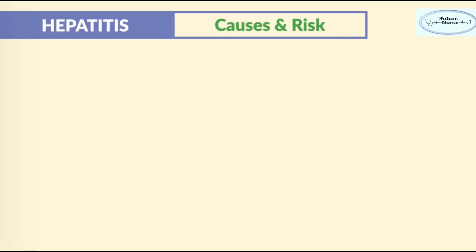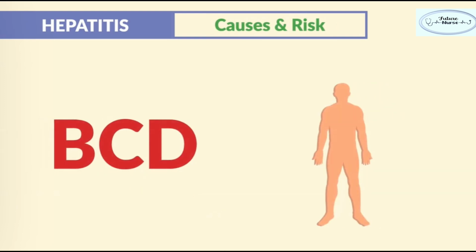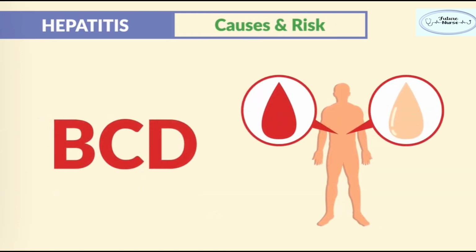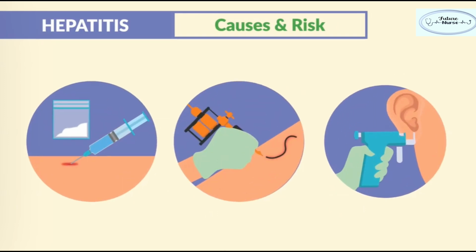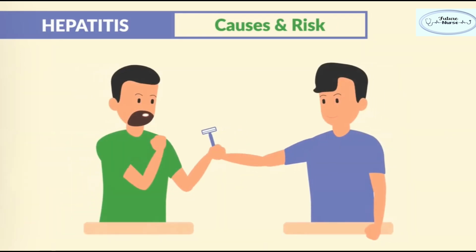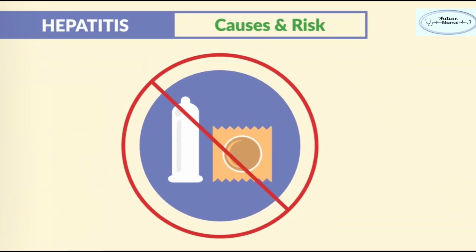Now in terms of causes and risk factors, for B, C, and D, we have blood and body fluids. So IV drug use as well as tattoos or even body piercings, and even sharing razors or unprotected sex.